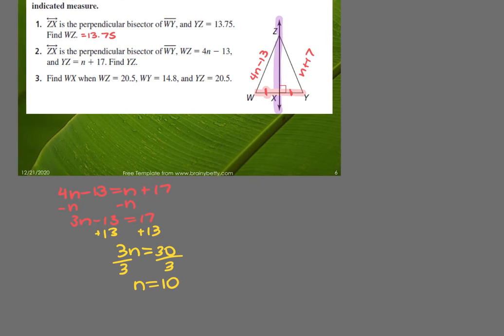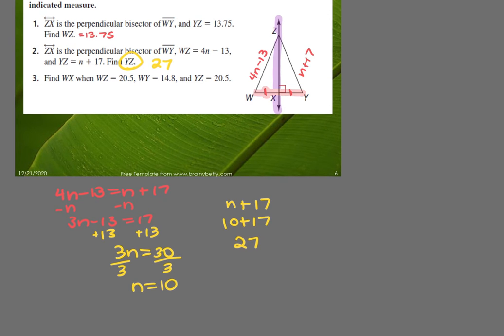And it's not asking for n, it's asking for YZ. So I'm going to take what YZ equals, which is n plus 17, and plug it in. Honestly, it wouldn't have mattered which segment you plugged that 10 into, whether you did the 4 times 10 minus the 13 or the 10 plus 17. They should give you the same answer, and that's a good way to check to make sure that you did it correctly. Questions on that one?